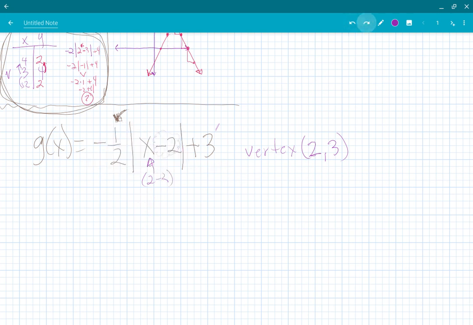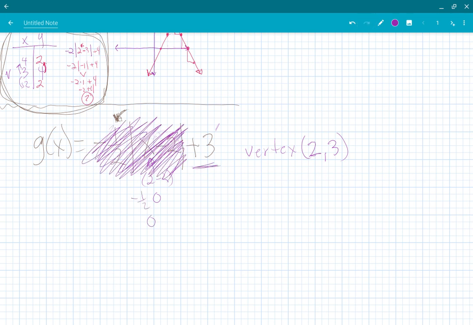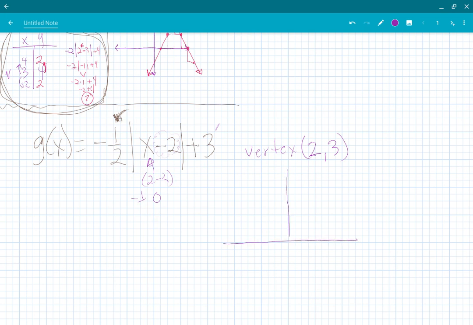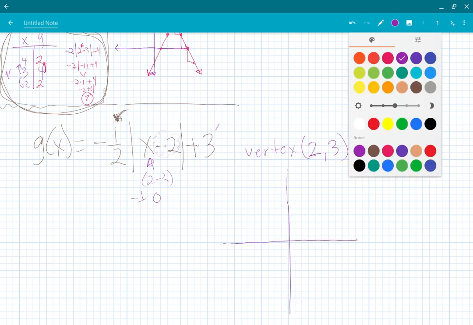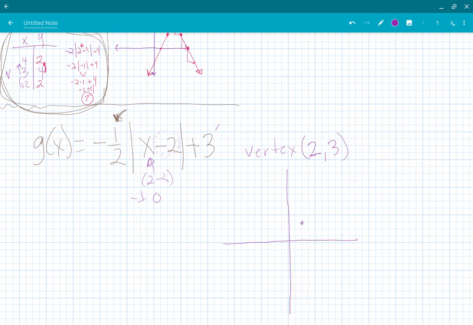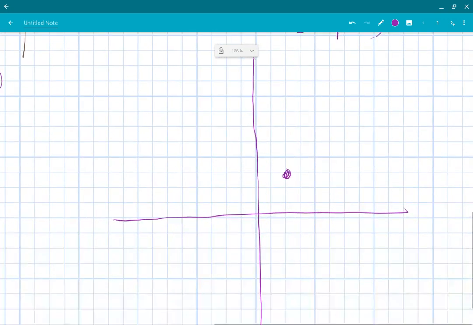All right, guys, so let's just finish graphing this. Oh, what the heck? There we go. So let's graph it. The vertex was 2, 3. So 2, 3, give or take, right? And what are we going to do from there? We're going to go up or we're going to go down, and how much are we going to go down?